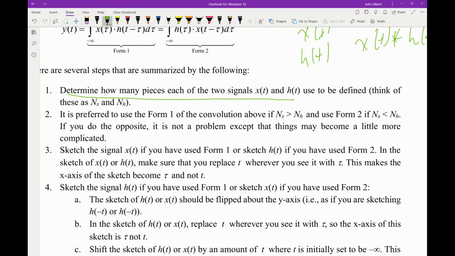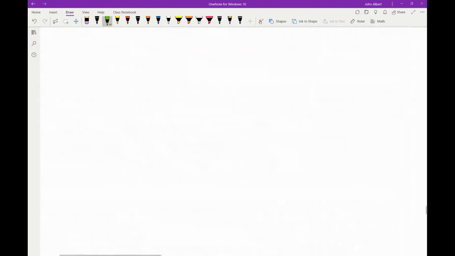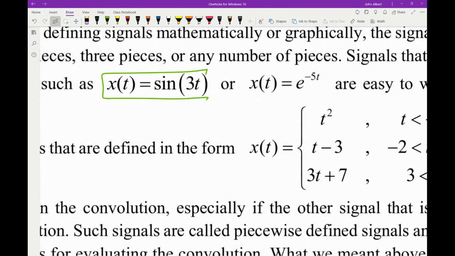Whenever you define signals mathematically, generally, not always, but in most situations, signals will be defined like this: x of t is equal to sine 3t, for example. Now, if I ask you what values of t can I plug into this sine, you're going to tell me any value. t equal to 1,000, minus 5, 10, 100, a million, minus a million, any value of t that you're interested in, just plug it in place of t here, and you'll get the value of x of t at that point. Okay? We say that this is a function that is defined for all time, in one piece.